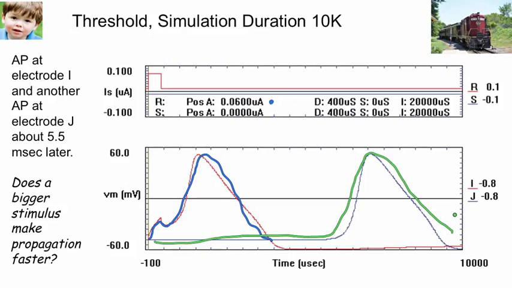The stimulus causes an action potential at I. Then there's a time required for propagating from I to J. And then all of a sudden we're down here at J, and we see an action potential there too.